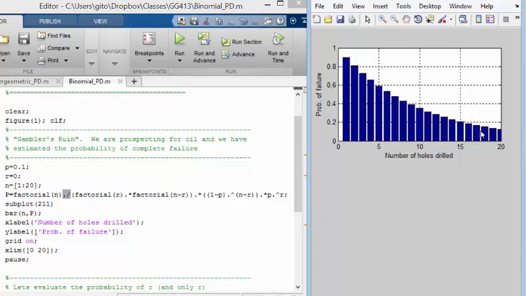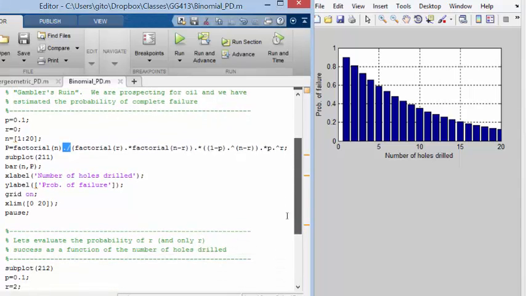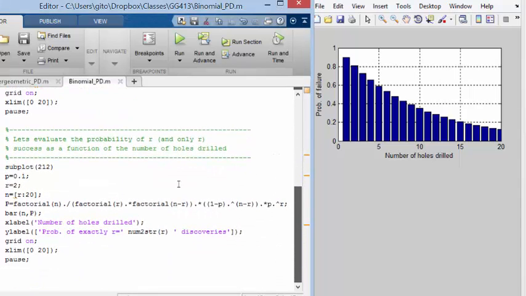So this is a way of assessing your risk of coming up empty-handed. If you want to make sure you don't come up empty-handed, this tells you roughly how many holes you're going to need to drill. Now let's play with the parameters a little bit.